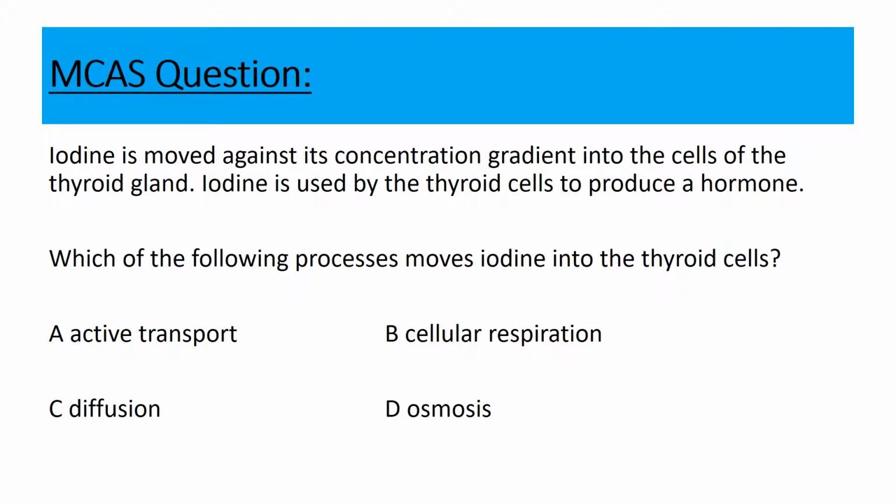Iodine is moved against its concentration gradient into the cells of the thyroid gland. Iodine is used by the thyroid cells to produce a hormone. Which of the following processes moves iodine into the thyroid cells? Of course, the answer is A, active transport, because we're moving iodine against a concentration gradient.